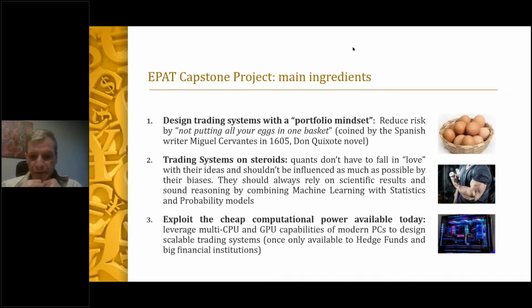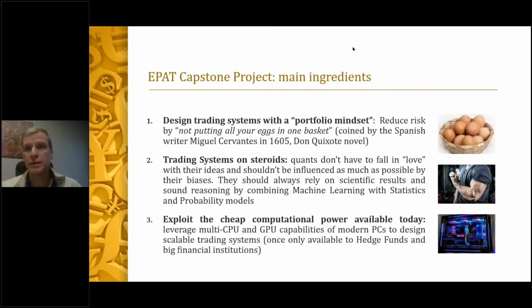trading system. The second idea I called trading system on steroids, because we should try as much as possible to convert our ideas using machine learning models, because they are the most advanced tool today, even though the theory behind the machine learning models was designed in the second part of the last century. But thanks to the computational power of modern PCs, we can implement machine learning models.